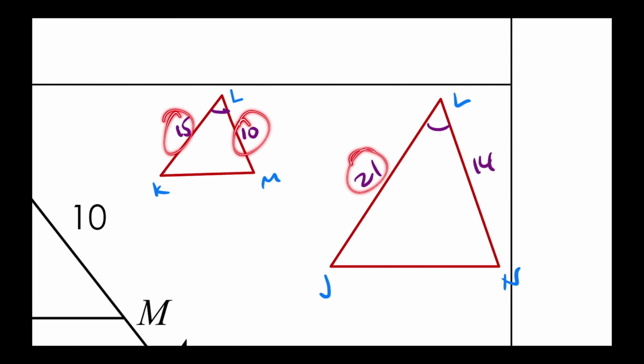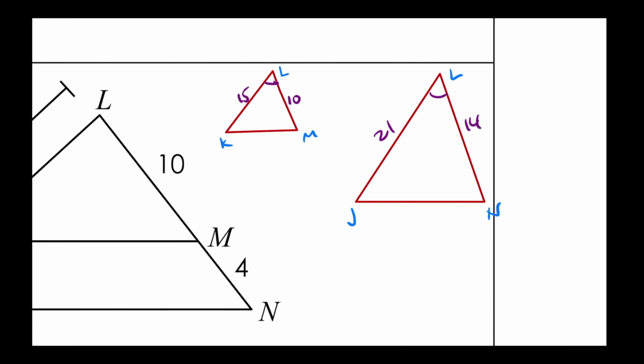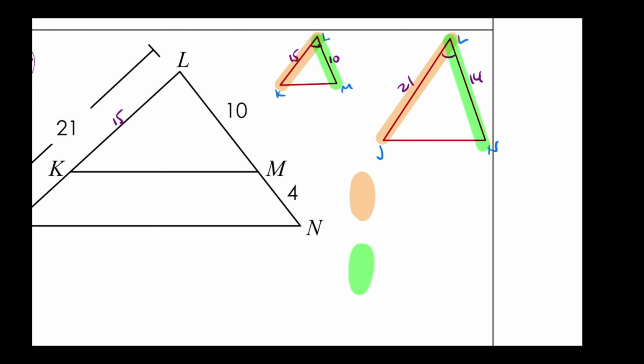2 sides that we're going to make sure of, and then the angle in between them. So side, angle, side. So let's do this. Let's color. I'm going to color this orange and this orange because those are the matching sides. I'm going to color this green and this green because those are the matching sides. So let's make a ratio for the orange, and then we're going to make a ratio for the green and see if they're the same.